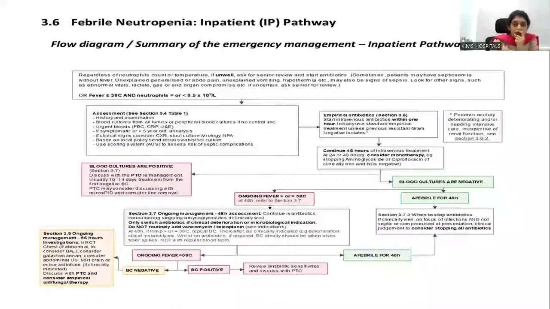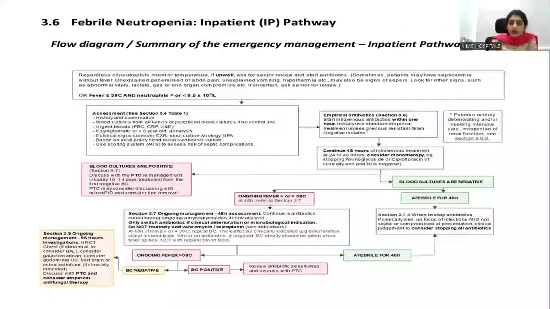Chest X-ray, stool culture, virology, all the regular workup that we do for sepsis, that is all what we have to do. Then after that, we need to start empirical antibiotics, intravenous antibiotics, within the first hour. The first hour is the key. Then you can continue this for 48 hours.